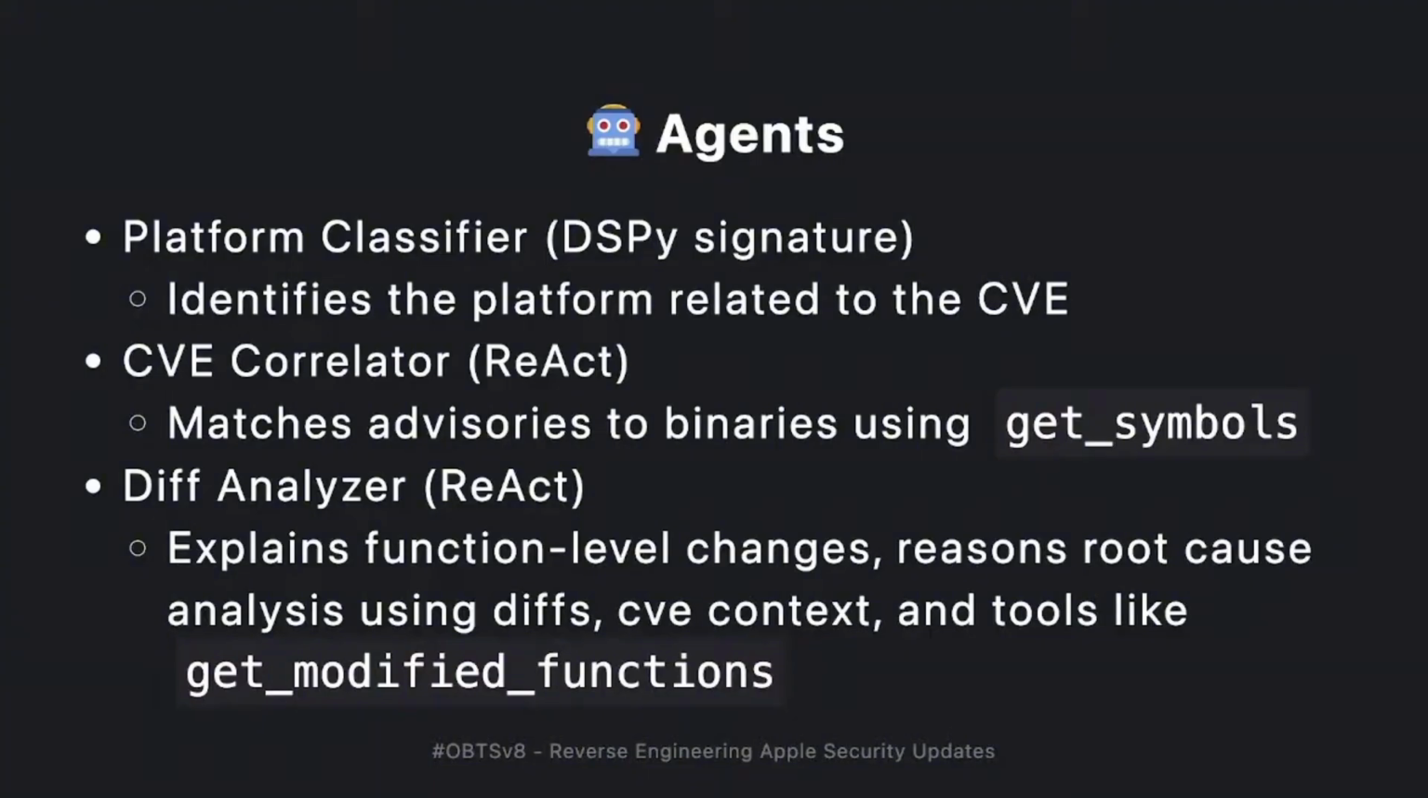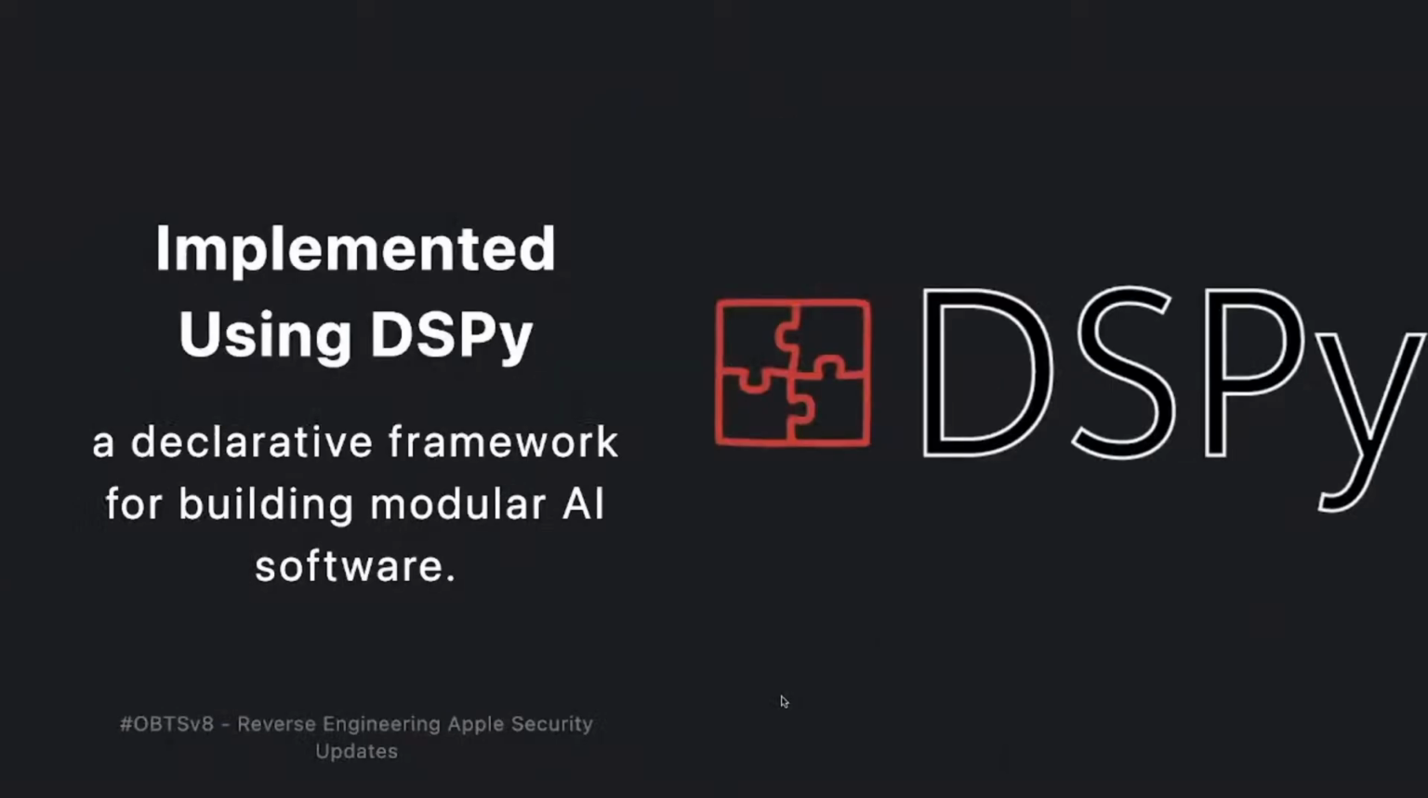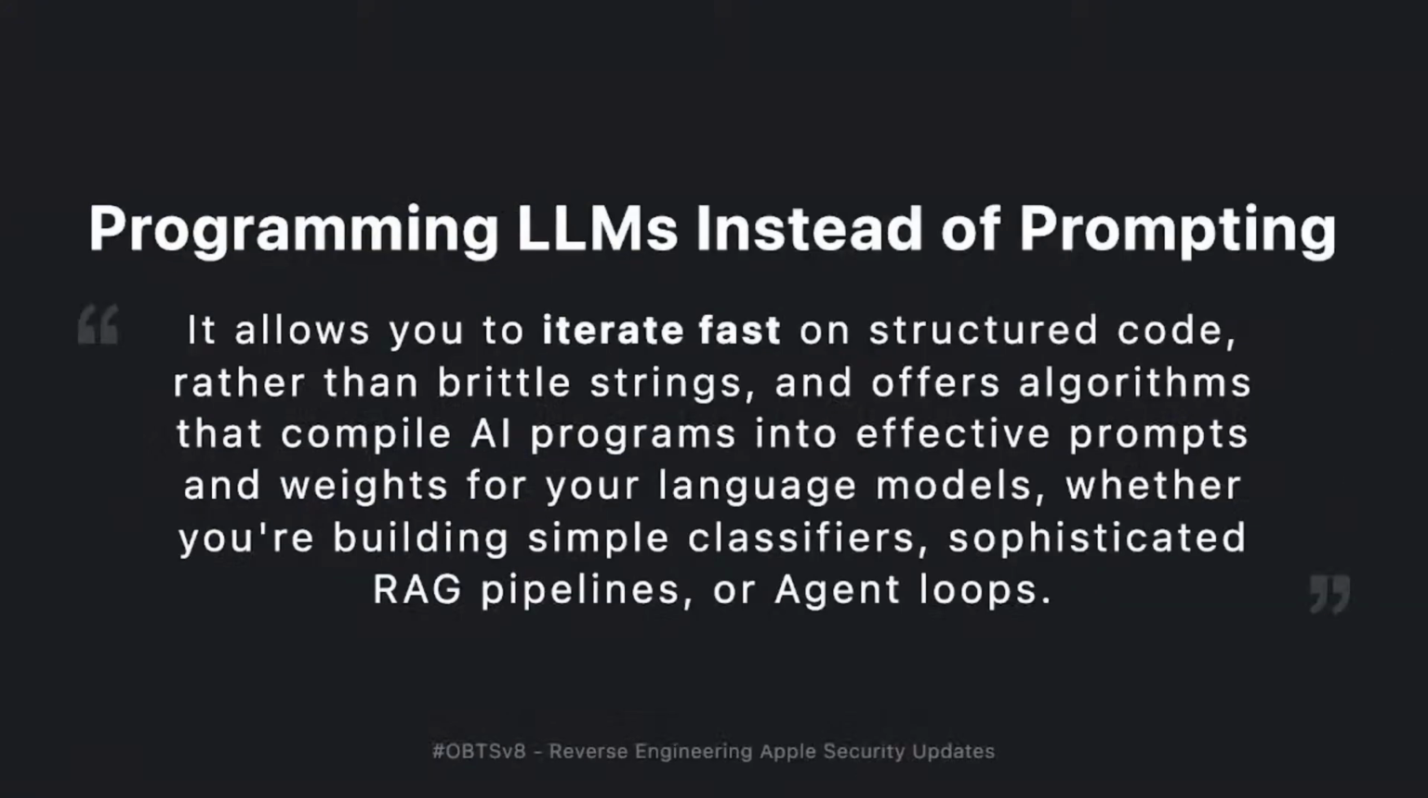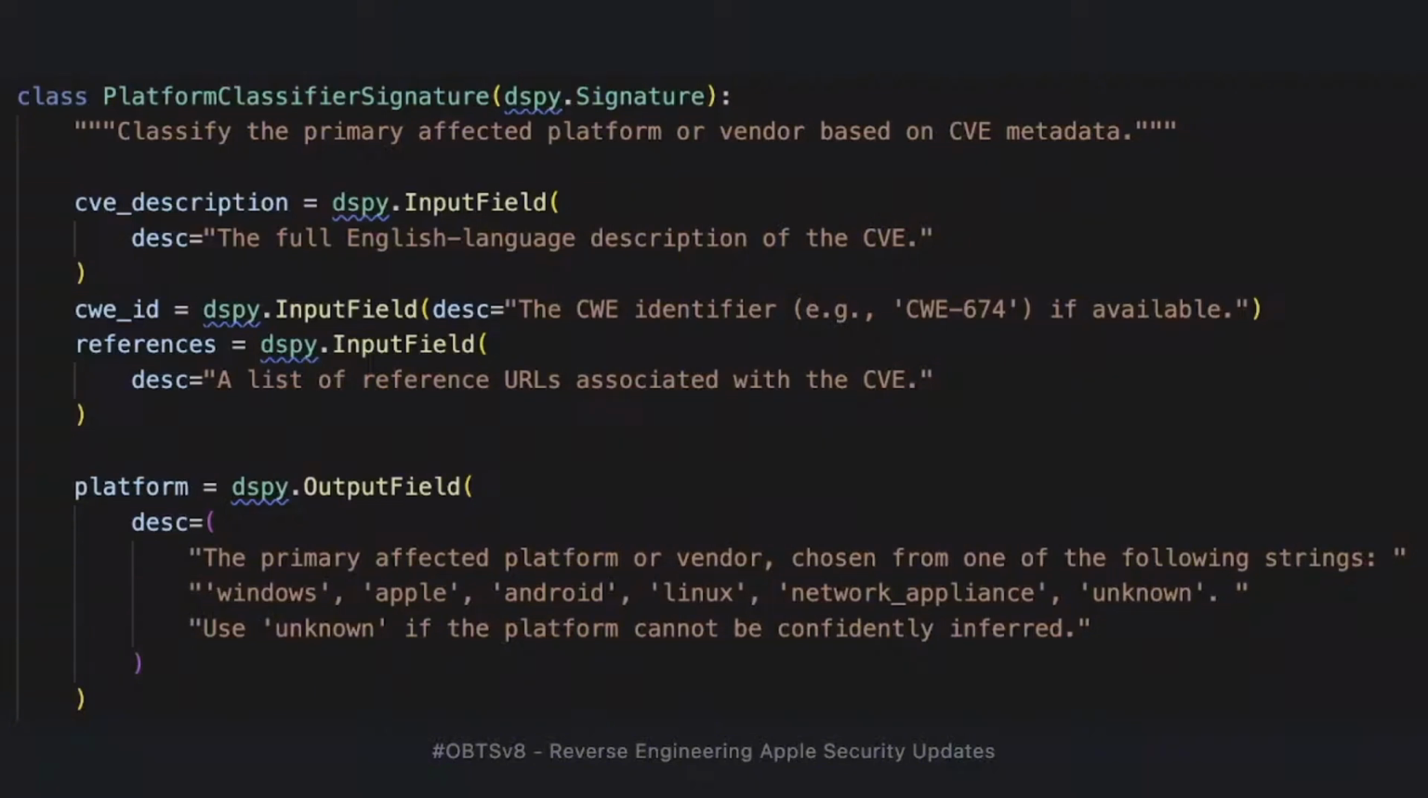And the diff analyzer is the one that's doing the root cause analysis for us. I did this using DSPy, or declarative self-improving Python. If you're building tools with LLMs, I really recommend this framework. It allows you to program an LLM instead of trying to do prompt engineering. It takes some of that away from you, so you can just focus on what that looks like. And so here's an example of my platform classifier.